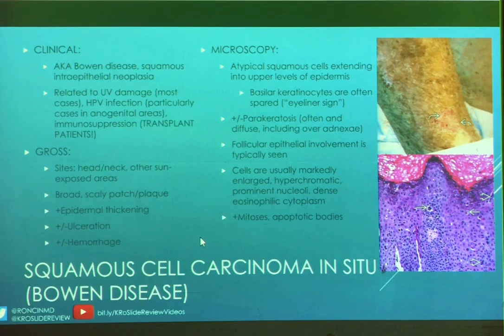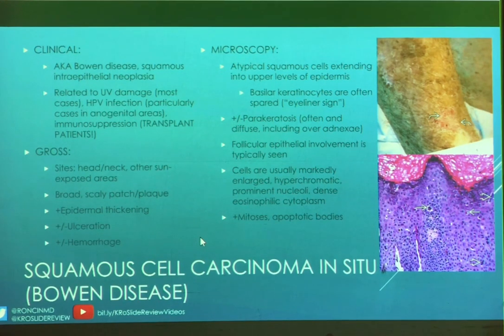These are broad scaling patches or plaques with epidermal thickening, which may or may not be ulcerated, and may or may not be hemorrhagic. We're going to see atypical squamous cells extending into the upper levels of the epidermis. It does not have to include the entire thickness of the epidermis, which is something I thought you had to have when I first did my derm path rotation, and I was quickly corrected. But basically you have atypia that is way too much to be explained by anything else. Your basilar keratinocytes are often spared. They were not in our case, but they can be spared, and so you'll see this intact basilar layer. That's what's known as the eyeliner sign. Again, our case did not have that.